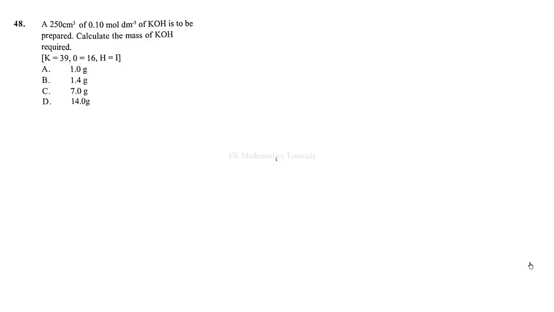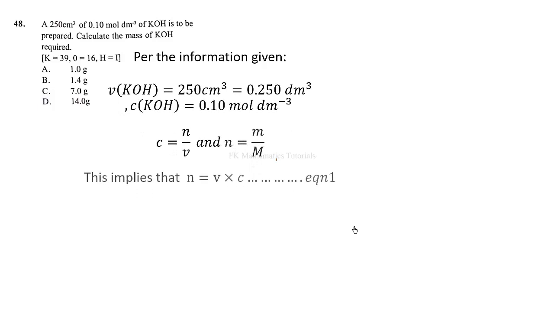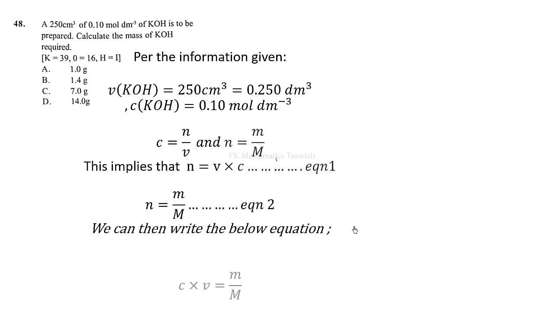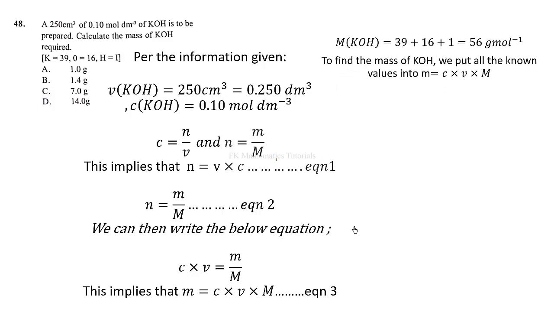So we have this final one that we need to show the calculation for. From the equation, we can derive this equation: m equals C times V times M. Then we calculate the mass of potassium hydroxide by putting all the values we know, and that will give us 1.4 grams.